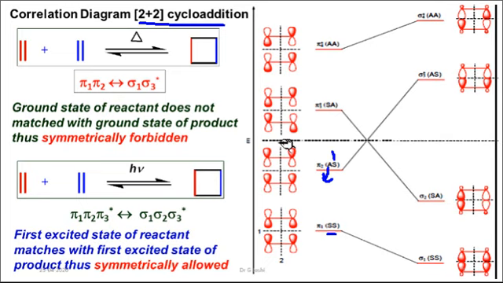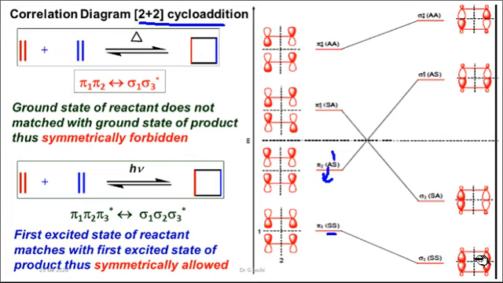It is symmetric towards sigma h, because the mirror image of this filled lobe will be this one and the empty lobe will be this one. And it is antisymmetric towards the vertical plane of symmetry. Therefore, the symmetry for this pi 3 star system will be symmetric towards the horizontal plane and antisymmetric towards the vertical plane. Coming to pi star 2, it will be antisymmetric with respect to both planes, which means antisymmetric towards the vertical plane as well as antisymmetric towards the horizontal plane.